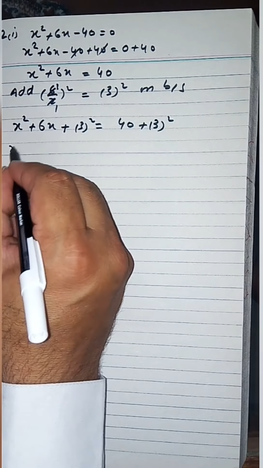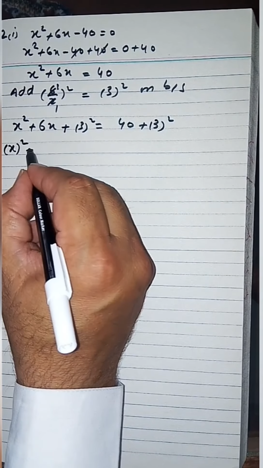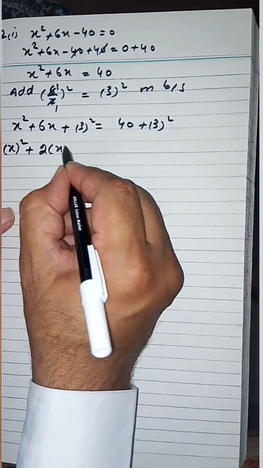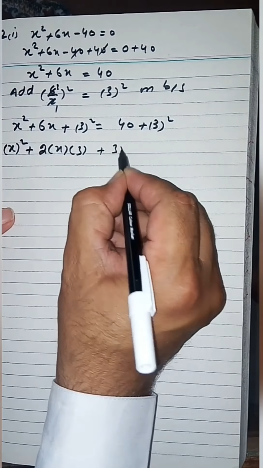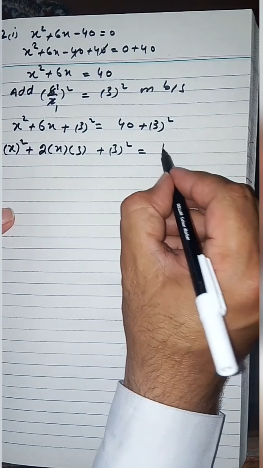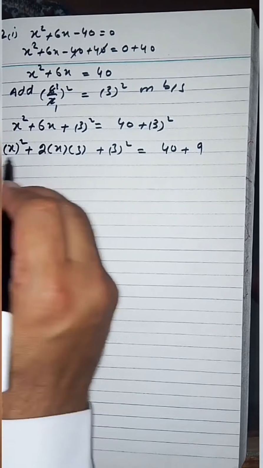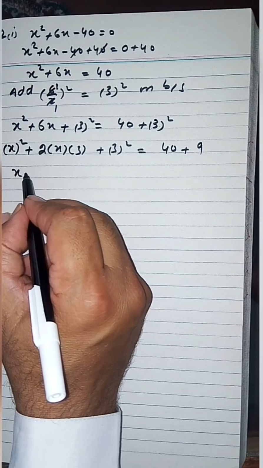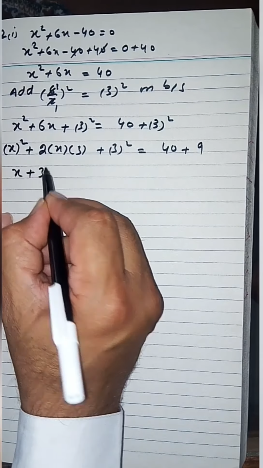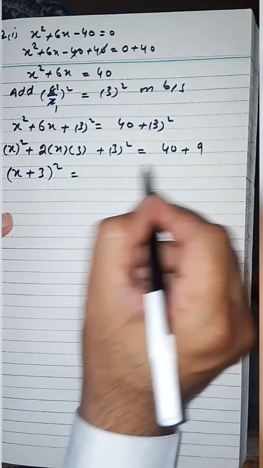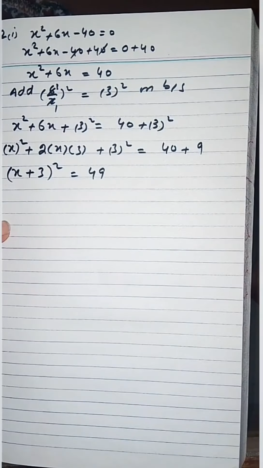So we can write this as x whole square plus 2 times x into 3 plus 3 square, which is equal to 40 plus 3 square, we get 9. We can write this as x plus 3 whole square, which equals 49.